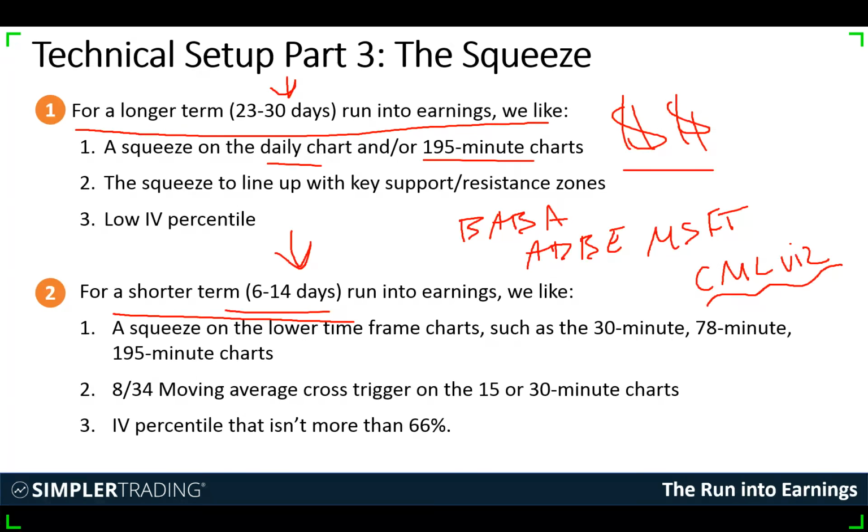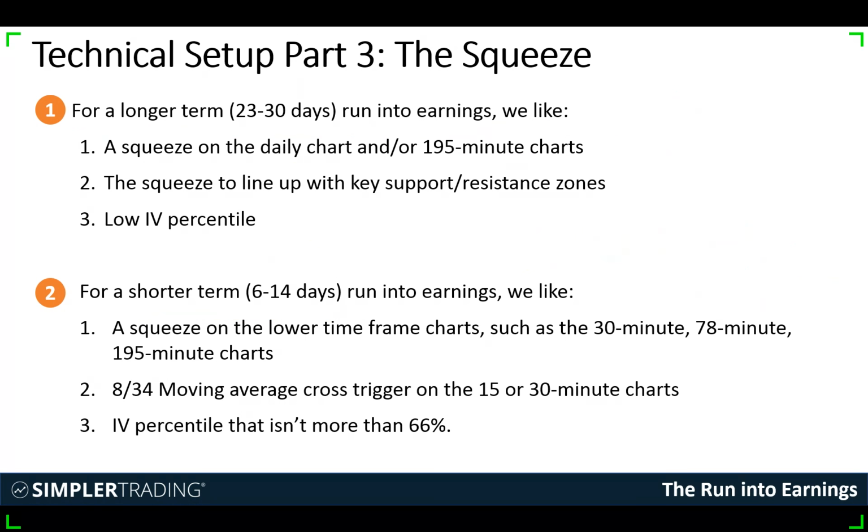So if it's a shorter one, for example, Microsoft earnings report, let's say it's 6 days out until the Microsoft earnings report, and we see a 78-minute squeeze. It's like, all right, perfect. You have a lower time frame squeeze, earnings is coming up really soon. That's a good opportunity. Does that all make sense?